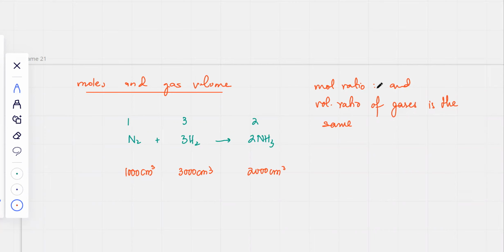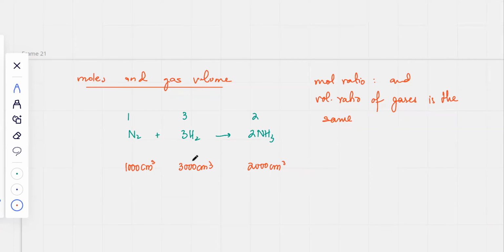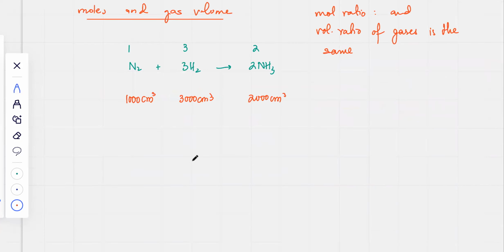So for this, listen to this carefully, that mole ratio and volume ratio of gases is always the same. And you can even calculate the moles. Like this is 1000 divided by 24. This is 3000 divided by 24. It is going to come out to be 1:3. So if you're given any gas and the equation only contains gases, you don't need to find moles.